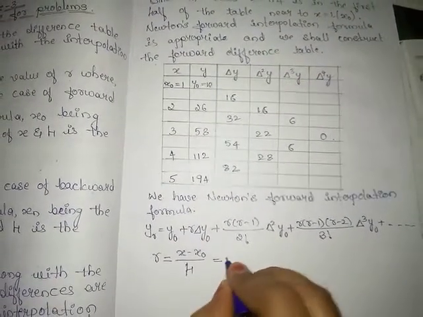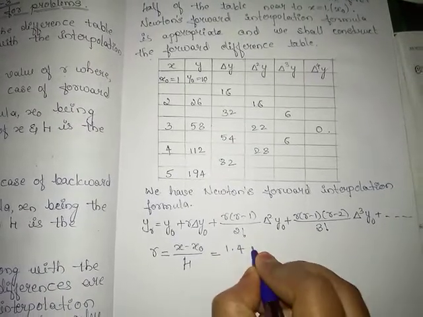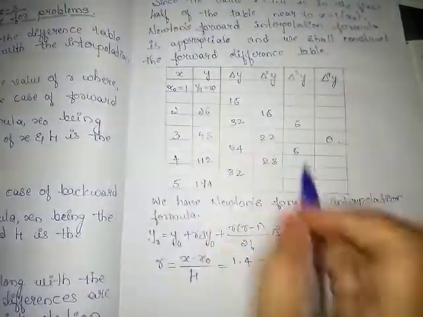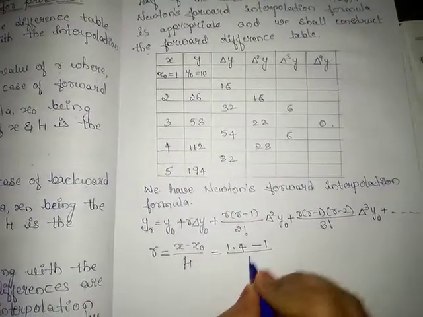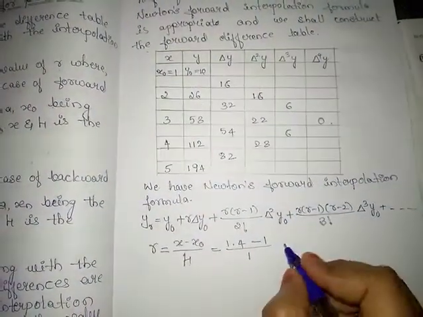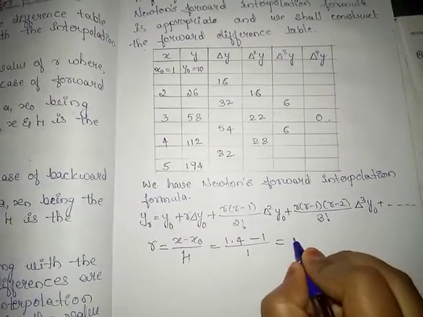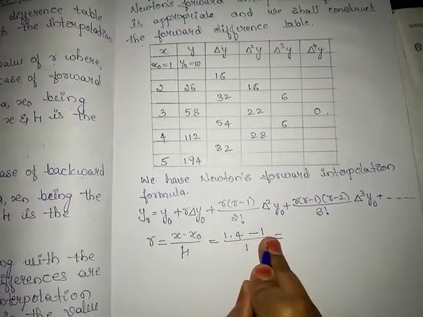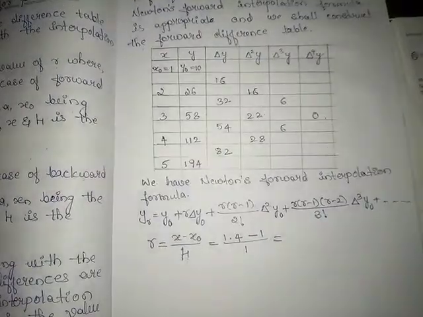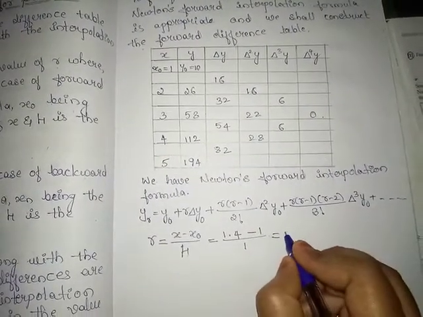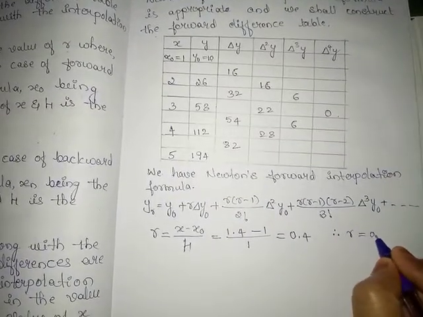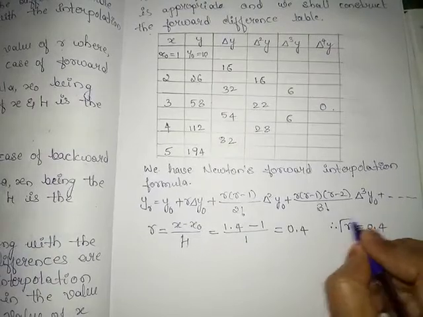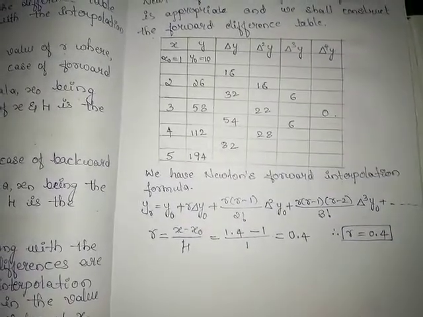r is equal to x, which is given as 1.4, minus x0. The x0 value is 1, divided by h. The fixed value is also 1, meaning the difference between all these terms is 1. So 1.4 minus 1 is 0.4, divided by 1 is again 0.4. Therefore r is equal to how much? 0.4. The value of r is 0.4.